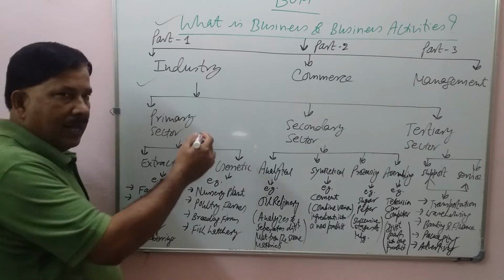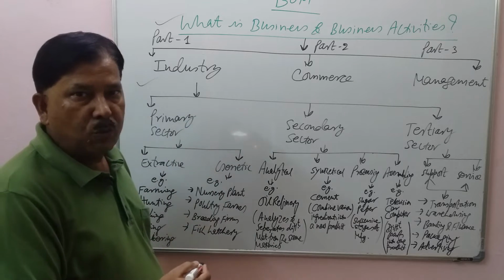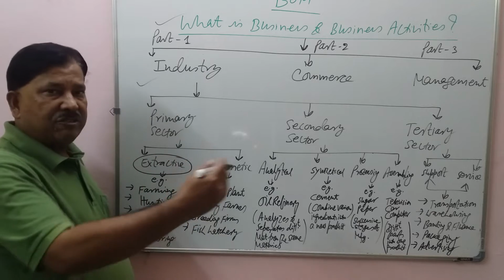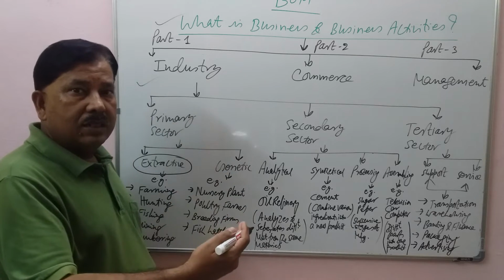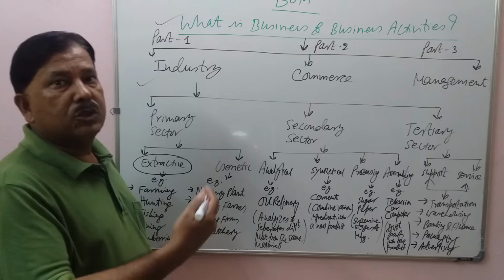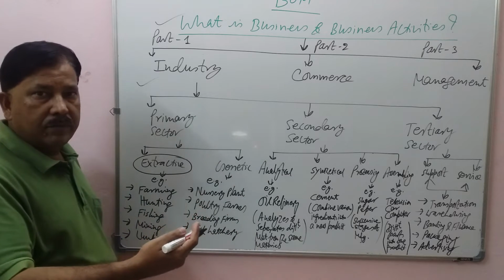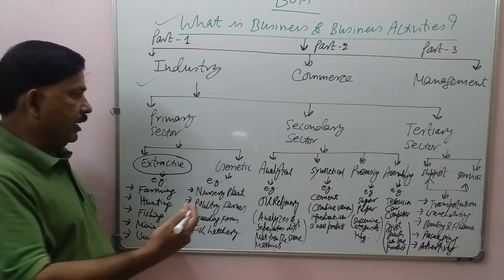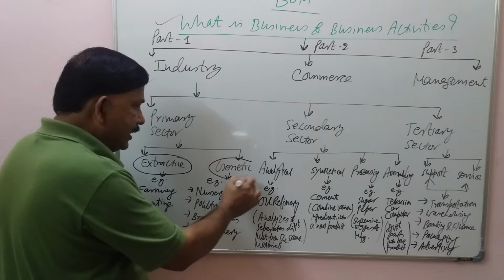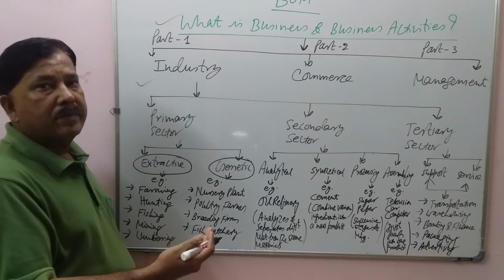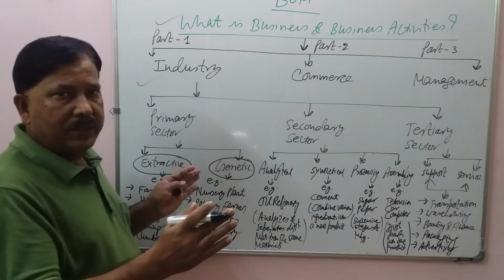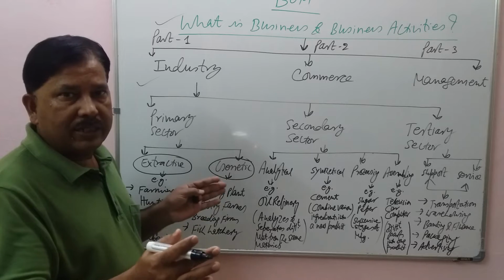What is primary sector? Primary sector has been divided into two parts. Extracting means drawing out something from natural sources. That is extracting: something which is coming out of the natural sources. And genetic. Genetic is breeding, processing from animals and plants. There are two basic primary industries, primary sectors, in this country.